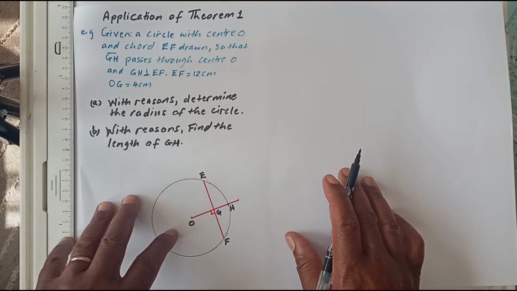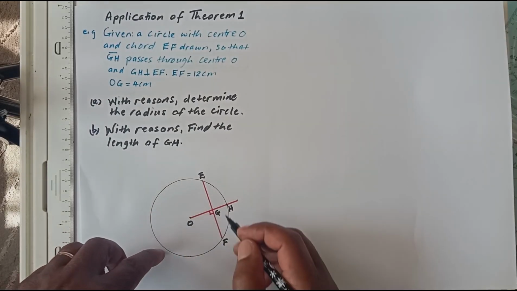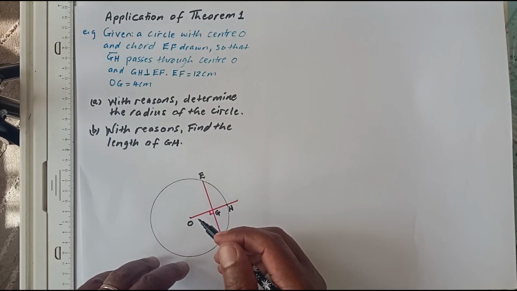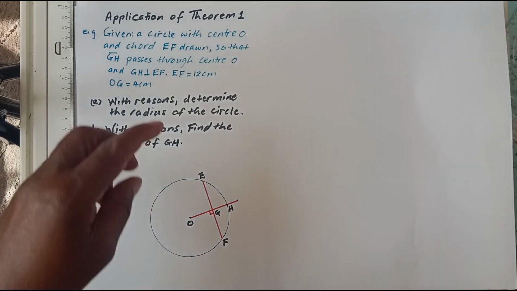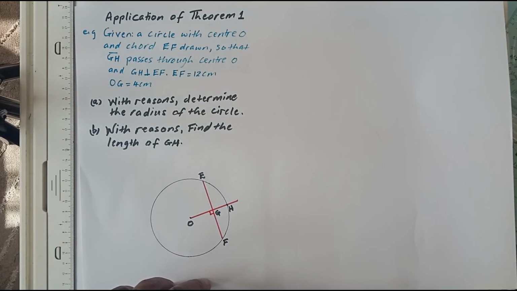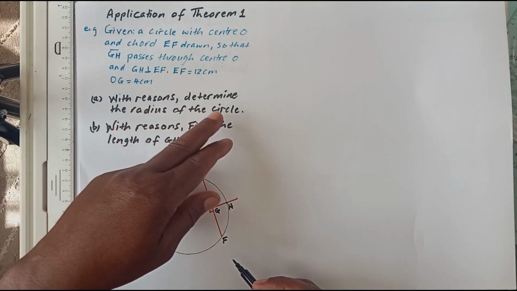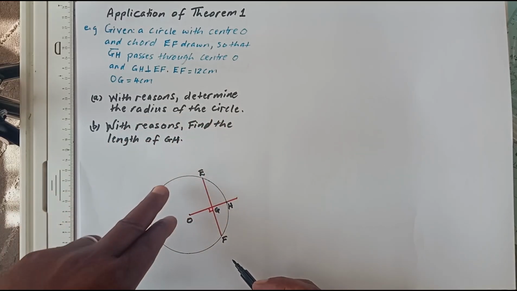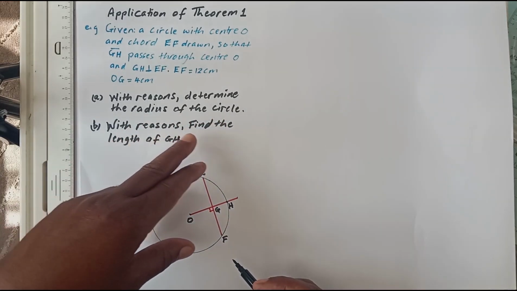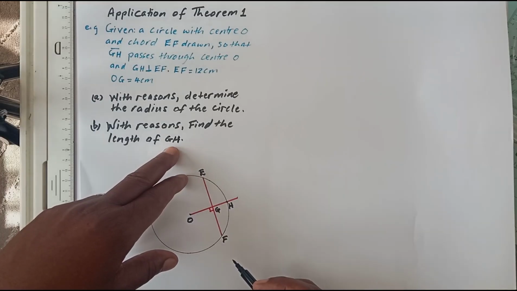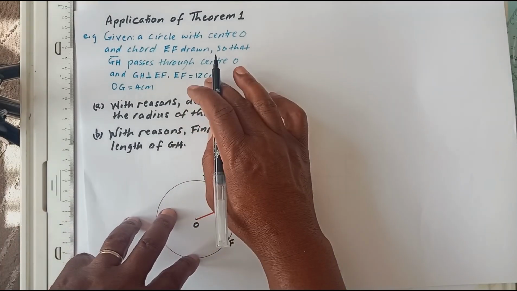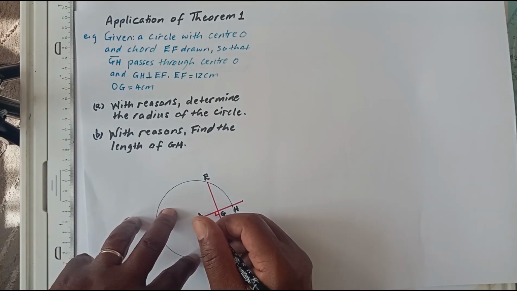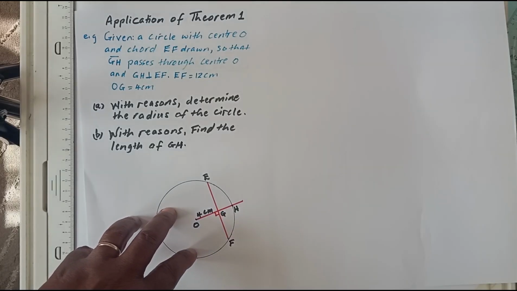Now, what we can do is to write some of the information on the given diagram and also do some constructions, even if you are not told to do those constructions. The question says, A, with reasons, determine the radius of the circle. B, with reasons, find the length of GH. Some of the information given can be written on the diagram, like 4 centimeters, because it's given.